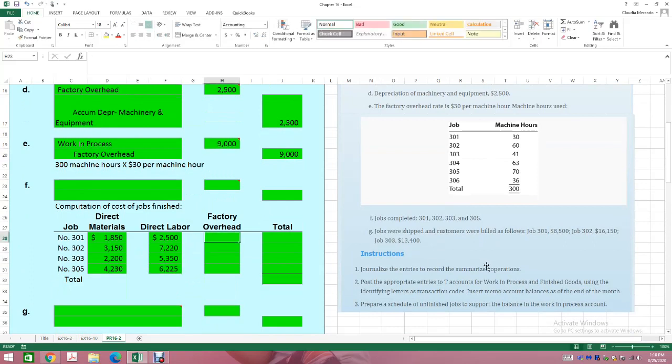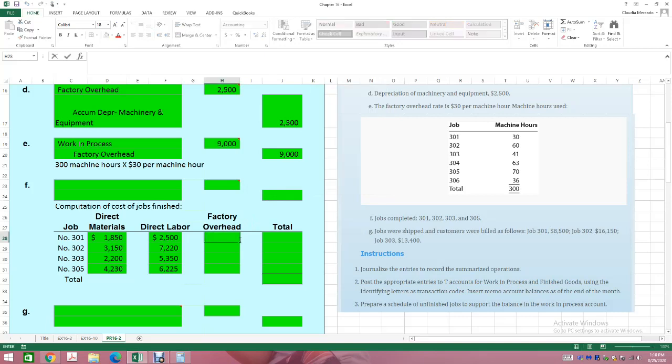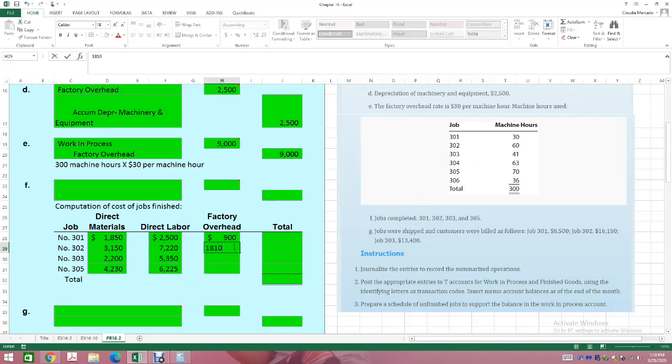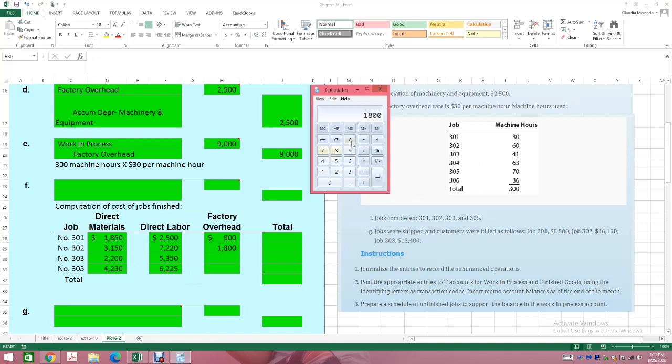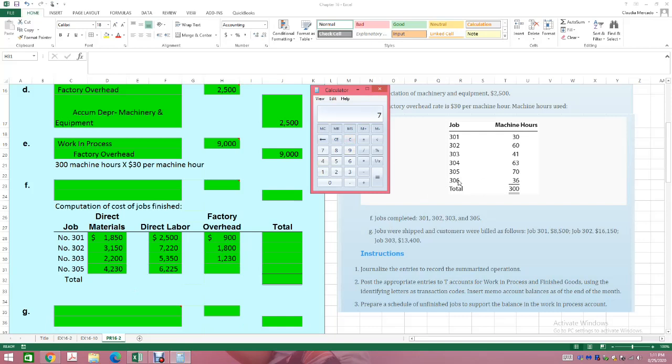Now, factory overhead. Here, we're going to get the information from here. For job 301, okay, here you're going to have to do some calculations. 301 is 30 hours times $30 an hour per machine hour. That's $900. Okay, so it'll be $900 here. Then the next one is 60 hours times $30. That's going to be $1,800 right here. For job 303, it's 41 hours times $30. The rate is right here, $30 rate. That'll be $1,230. Okay, and then 305, it'll be 70 hours times 30. That'll be $2,100. Okay.